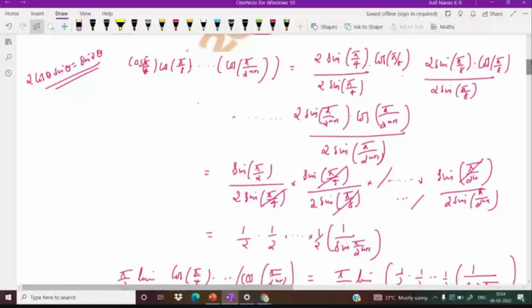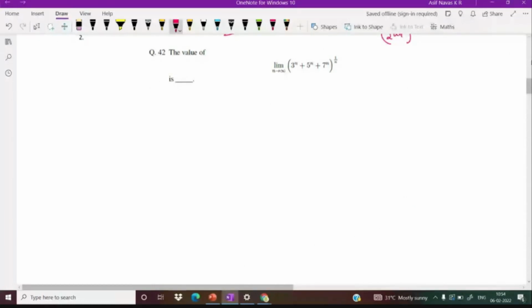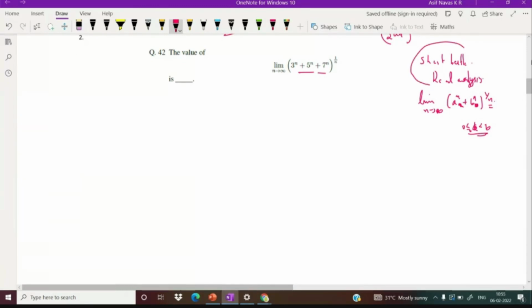Okay. And the next question I have seen is, find the value of limit n tends to infinity of 3 power n plus 5 power n plus 7 power n, all raised to 1 by n. When I saw this question, I remembered something from my degree, when I was studying the Bartle and Sherbert textbook, Real Analysis. There is a question like limit n tends to infinity of a raised to n plus b raised to n, all raised to 1 by n, where 0 is less than or equal to a less than b. And this question is in the exercise part of Bartle and Sherbert's Real Analysis.